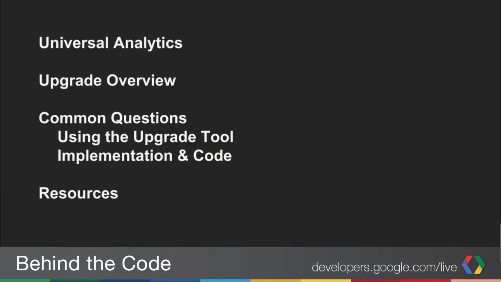Let's take a look at the agenda. So Nick's going to give us an overview of what Universal Analytics is. Second thing we'll do is we'll go through an overview of the upgrade itself. So what is it, why we're doing it, and just generally what the steps are, so you know a little bit more about that. Next, we'll cover some common questions. We've been getting a lot of questions from developers about how to use our upgrade tool, what that process looks like. Also questions about implementation and code, so we'll go through that as well, and Nick will give us some tips and great context along the way. And then at the end, we'll give you some resources that you can go to after the video. So if you have questions or want to find out more about a particular topic of the upgrade, you can check out the resources and learn more.